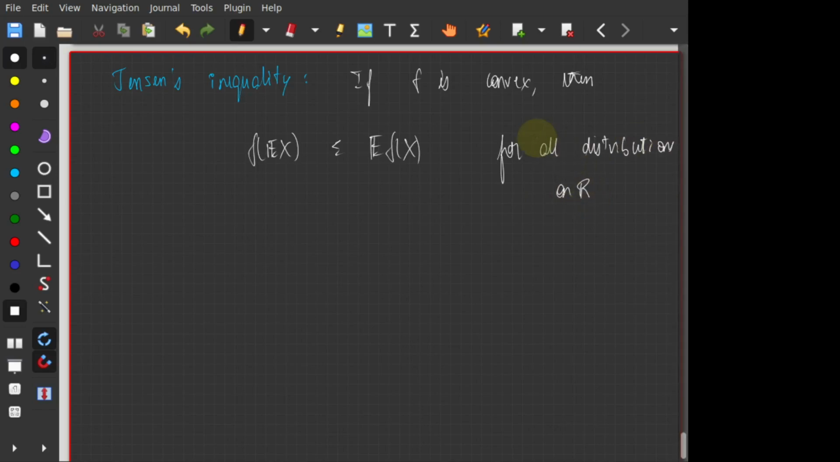So although we proved this for finite convex combinations, or in other words, probability mass functions, this in fact holds true for any general random variable, potentially even continuous.